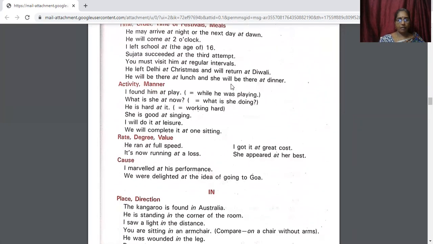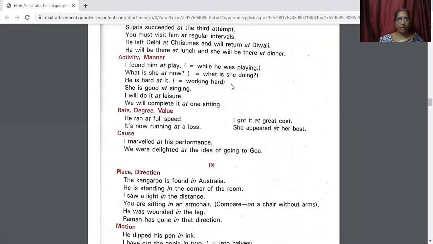For activity, how it is used. I found him at play. That means while he was playing. What is she at now? What is she doing, it gives that meaning. He is hard at it means he's working very hard. She's good at singing. I will do it at leisure. We will complete it at one sitting.